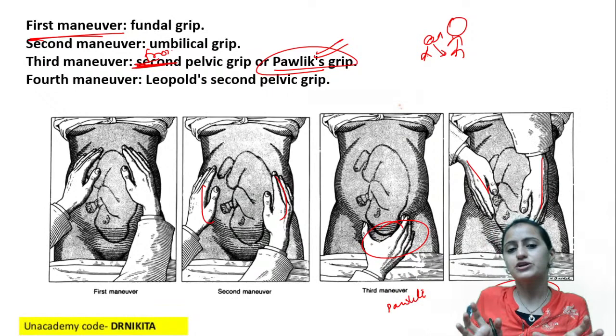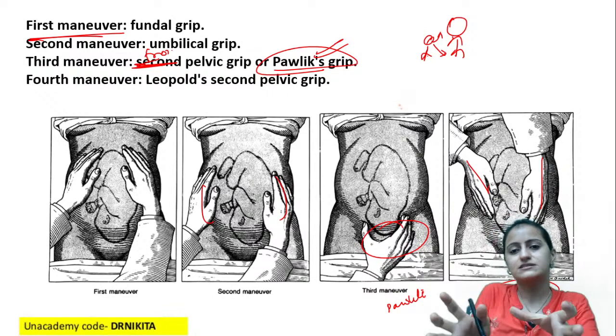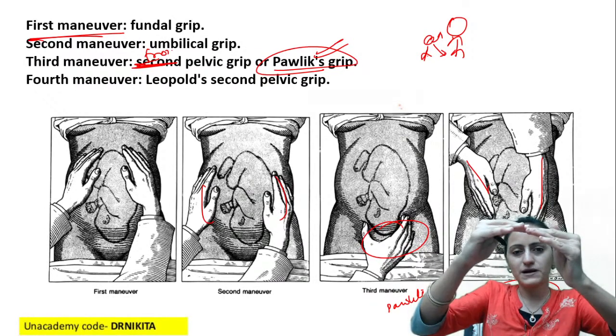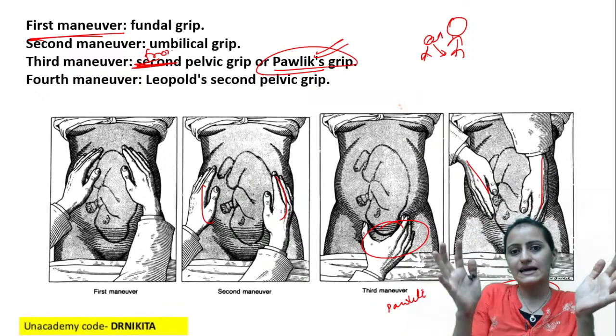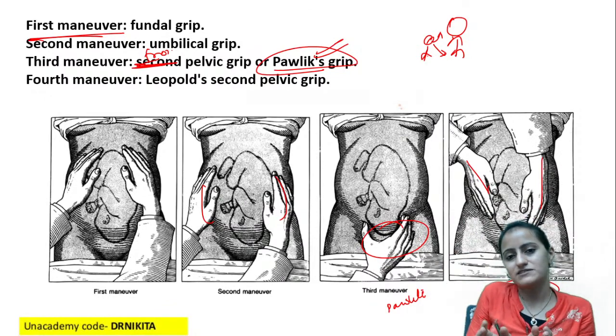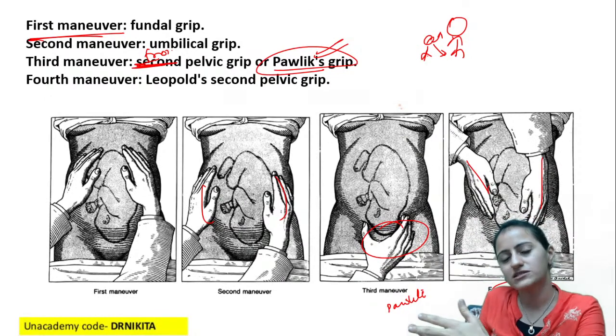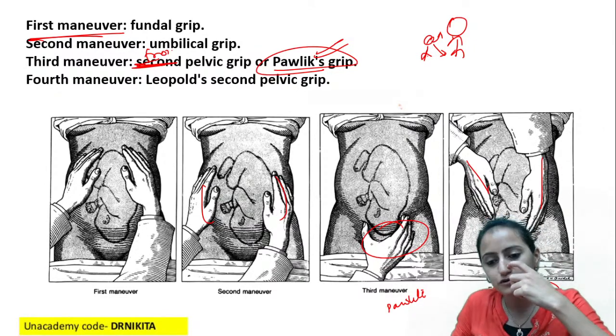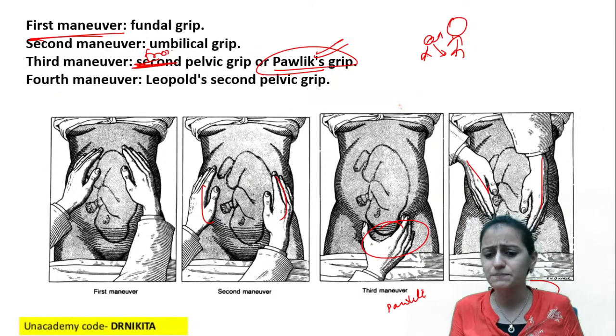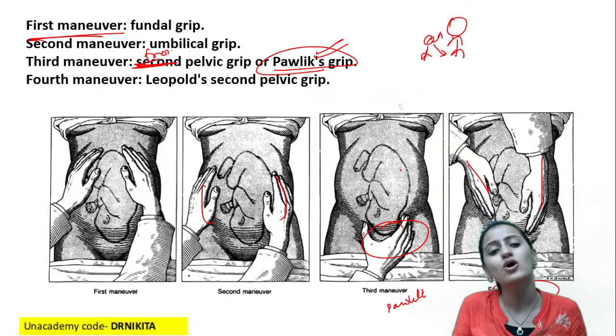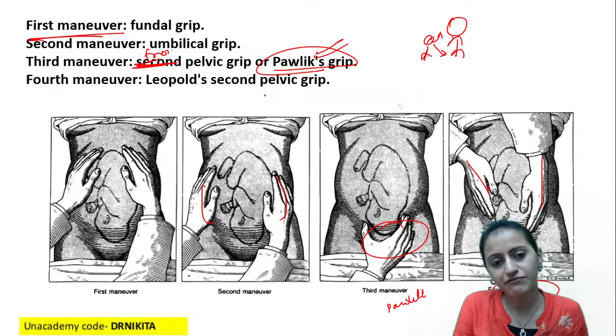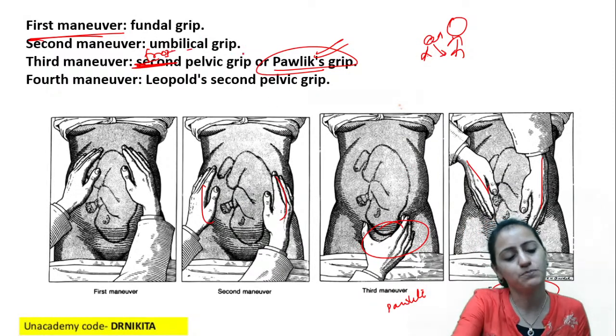So remember your first, second, third, facing towards the patient's head end. Start from the top with the fundus, then the sides, and then down to the pelvis. Then you turn yourself towards the patient's foot end and look at the pelvis. So it is your fourth maneuver or the second pelvic grip. The first pelvic grip is called Pawlik's grip.